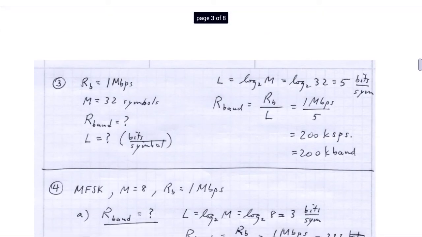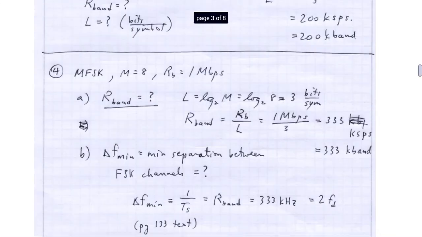Here it is. We're given a bit rate of 1 megabit per second. We're told that we have 32 symbols in our alphabet, and asked what the baud rate is. Basically, we use the symbol M for the number of symbols in the alphabet, and then L, the bits per symbol, is log 2 of M, and that's 5 bits per symbol. The baud rate is lower than the bit rate by a factor of L. One has units of symbols per second on the left here. The bit rate is bits per second, and the denominator is bits per symbol. And so that gives us 200 kilosymbols per second, or 200 kilobaud.